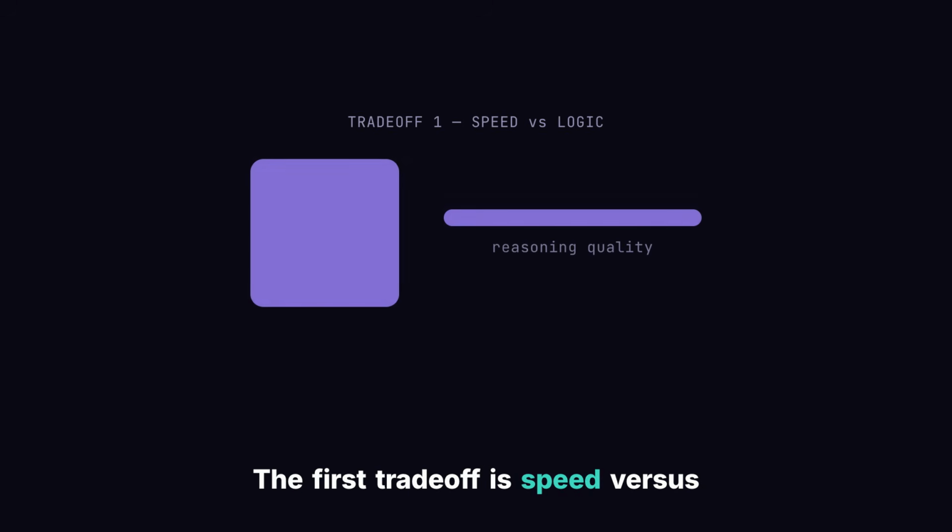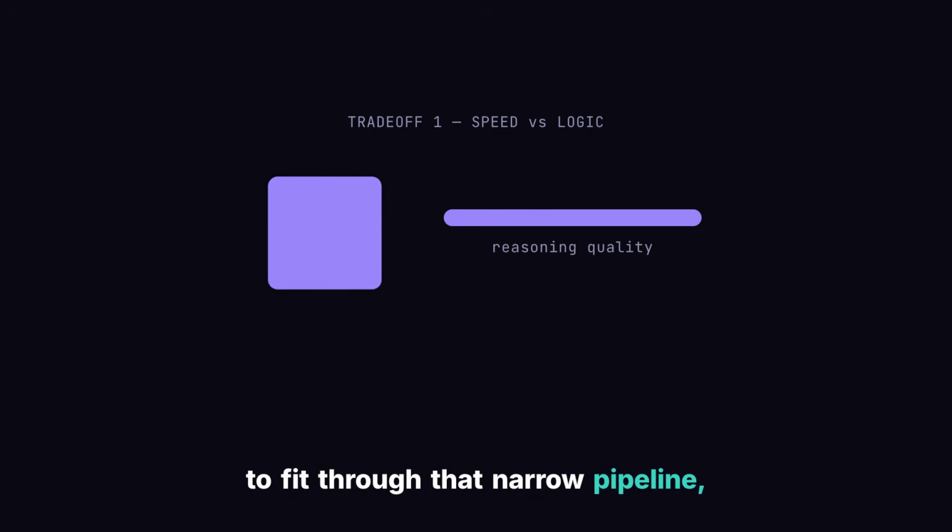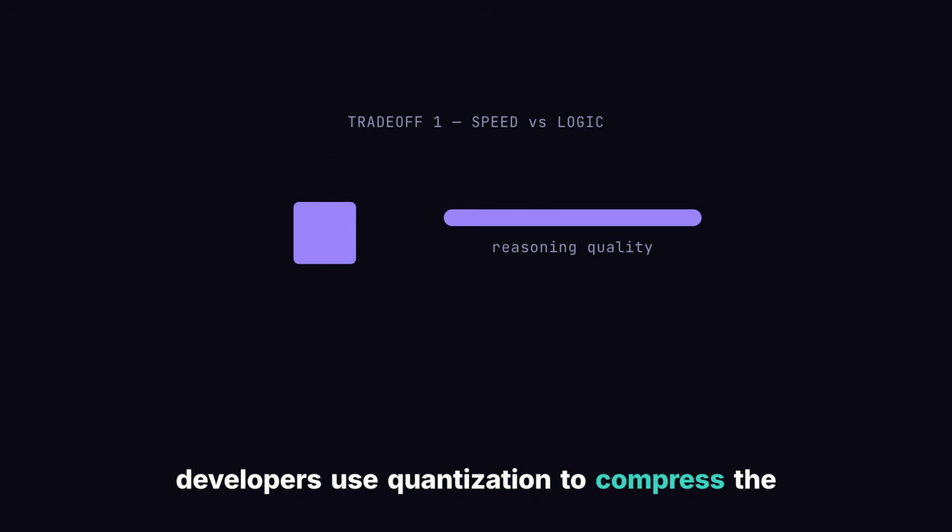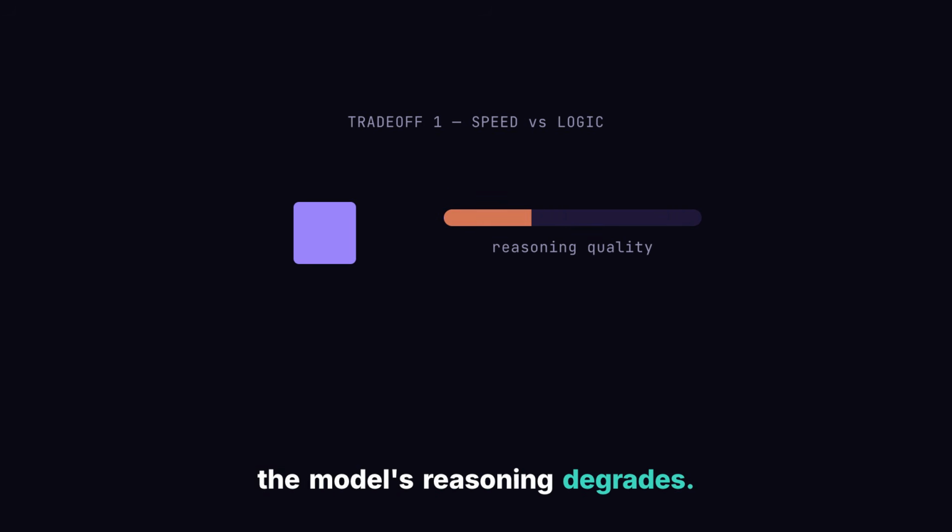The first trade-off is speed versus logic. To make a model small enough to fit through that narrow pipeline, developers use quantization to compress the data. If the compression is too aggressive, the model's reasoning degrades.